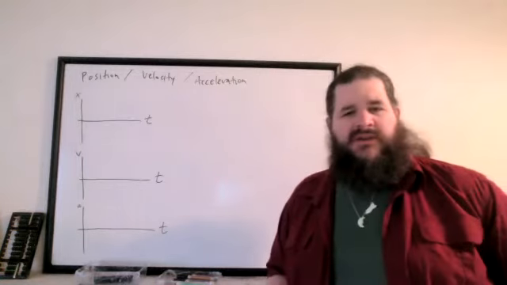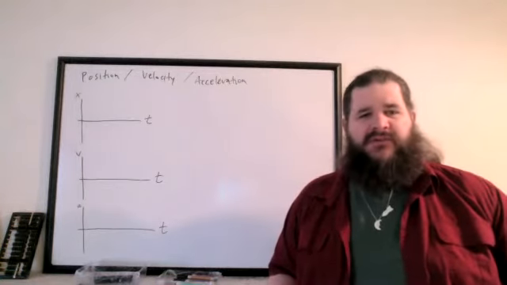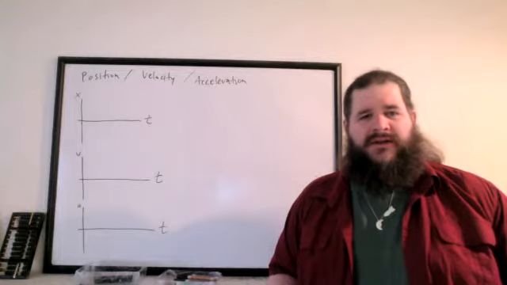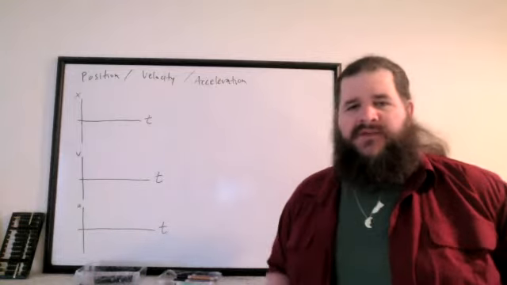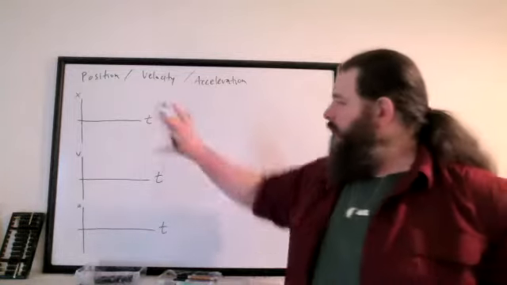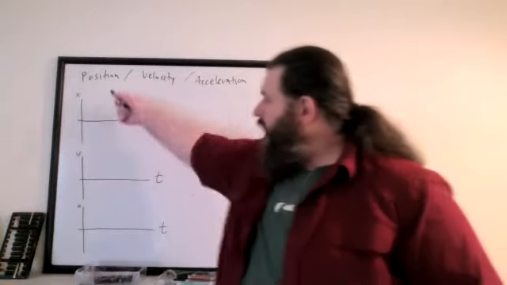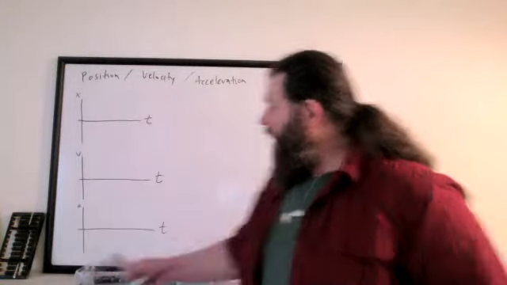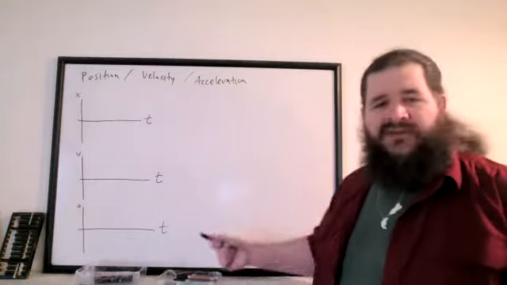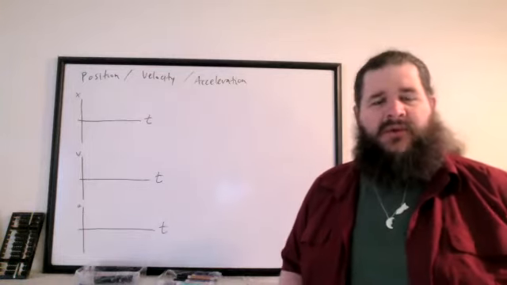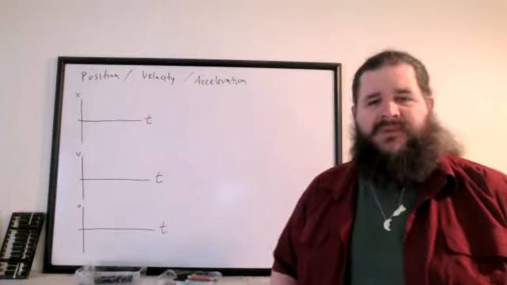And typically we're assuming the object is moving only in one dimension. It's moving only horizontally or only vertically or only along a straight line. If it's moving in two dimensions, typically you'd set up two sets of graphs: x, v sub x, a sub x, and then y, v sub y, a sub y, keeping track of its x and y components of all of these variables.